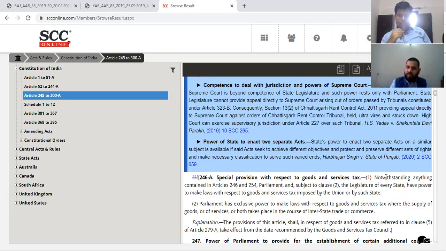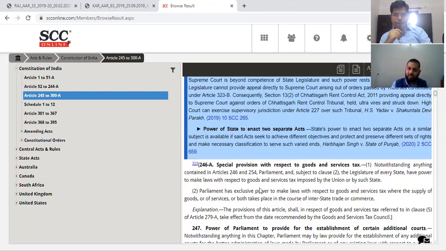If you read, notwithstanding anything contained in Article 246 and 254, Parliament and, subject to Clause 2, the legislature of every state have power to make laws with respect to goods and services tax imposed by the Union or by such state. So by this, it gives a power to the Parliament as well as to the state legislatures to legislate upon goods and services tax, which is subject to Clause 2.